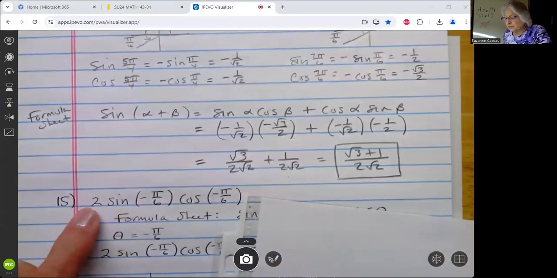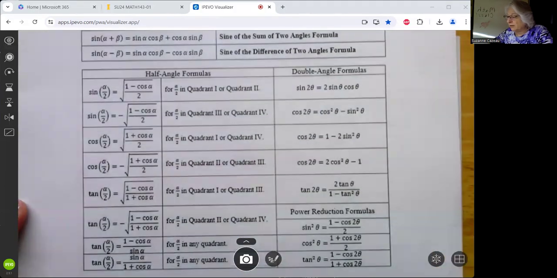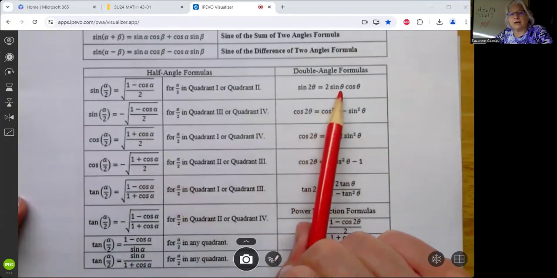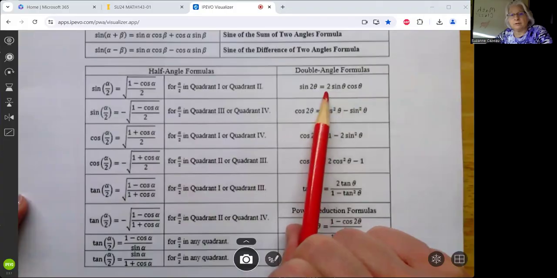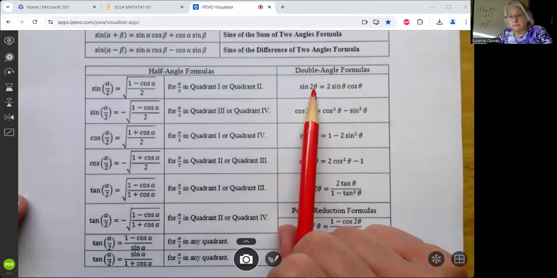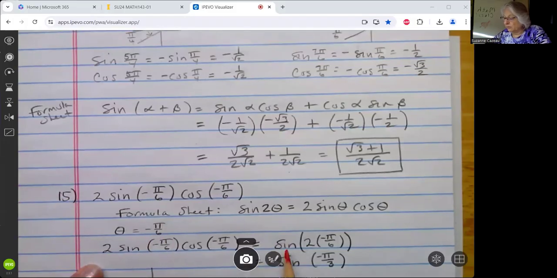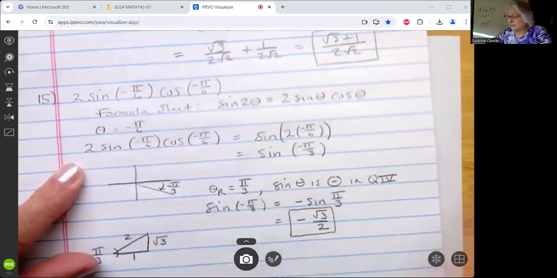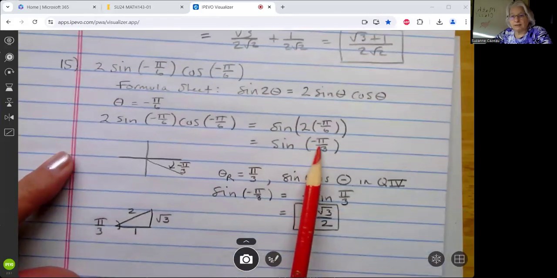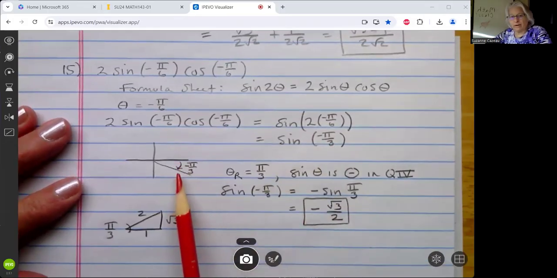You can think of it as 2 sine theta cosine theta. If you look on your sheet, we have 2 sine theta cosine theta right here on the top of your double angle formula. So this is going to be sine of 2 theta. And theta is negative pi over 6, so we're looking at sine of 2 times negative pi over 6, and you could simplify that to negative pi over 3.